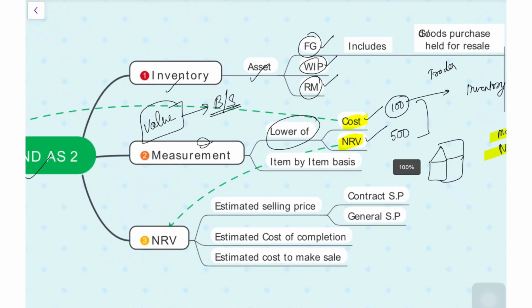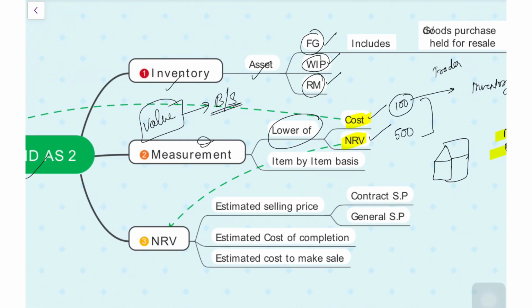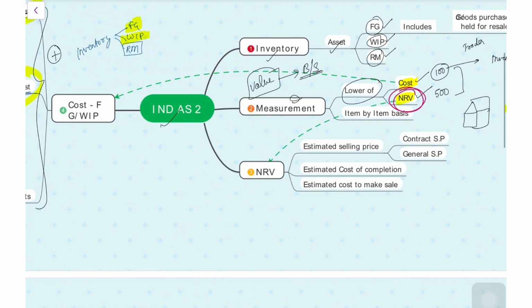So we just now understood, where did we start? We were at lower of cost or NRV. We have completely understood about cost now. Now we are going to understand the next concept, which is about NRV. How do you find out the net realizable value?